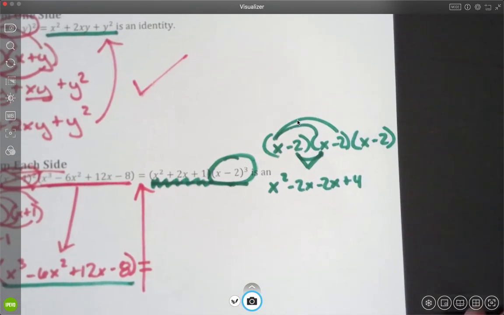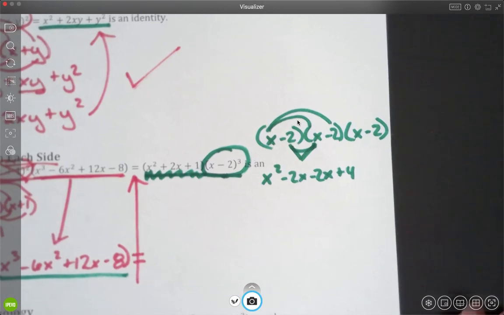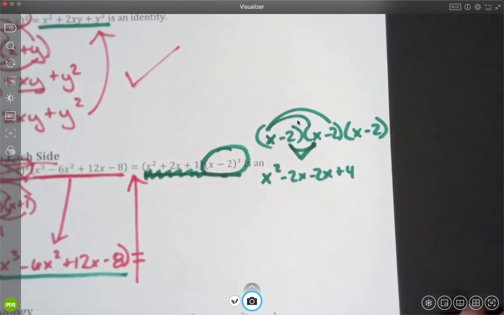Oh my goodness. Minus Mallory. 4x. Just wait. Oh my gosh. Just wait. Okay, everybody get to this point. Everybody get to this point.